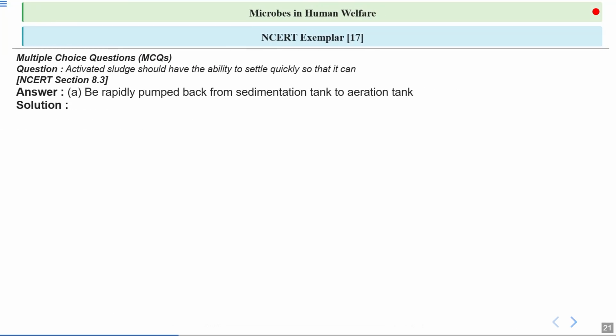Let's have a look at the answer. See, option number A is the correct answer here. We rapidly pumped back from sedimentation tank to aeration tank. So let's have a look at the explanation.